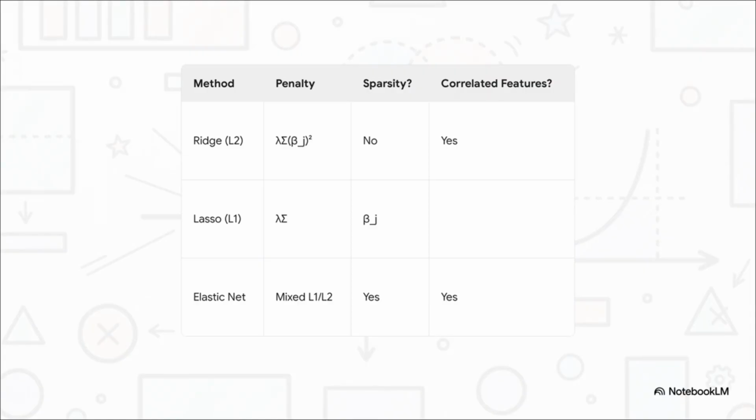This table is basically the perfect summary. Look at ridge. Handles correlated features? Yes. Gives you sparsity? No. Then lasso. Sparsity? Yes, but it can get a bit wonky with correlated features. And finally, elastic net. Gives you sparsity and handles correlated features well. It really is a powerful combination.